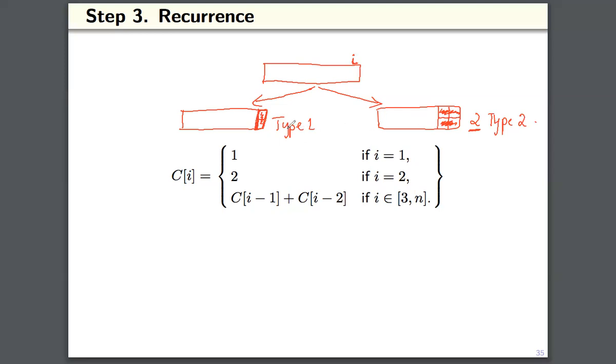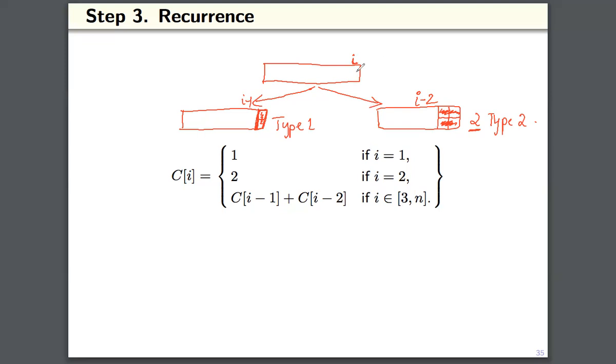If you use a single type 1 tile, what happens? The number of columns reduces by 1. If you use these two type 2 tiles, what happens? The number of columns reduces by 2. Correct? So these are the only ways in which you can tile from the end. Is there any third way? There is no third way.